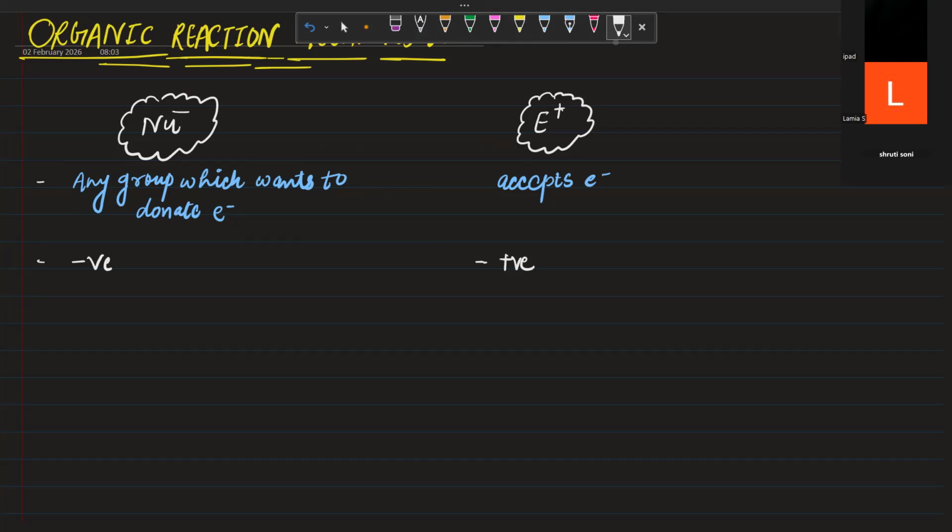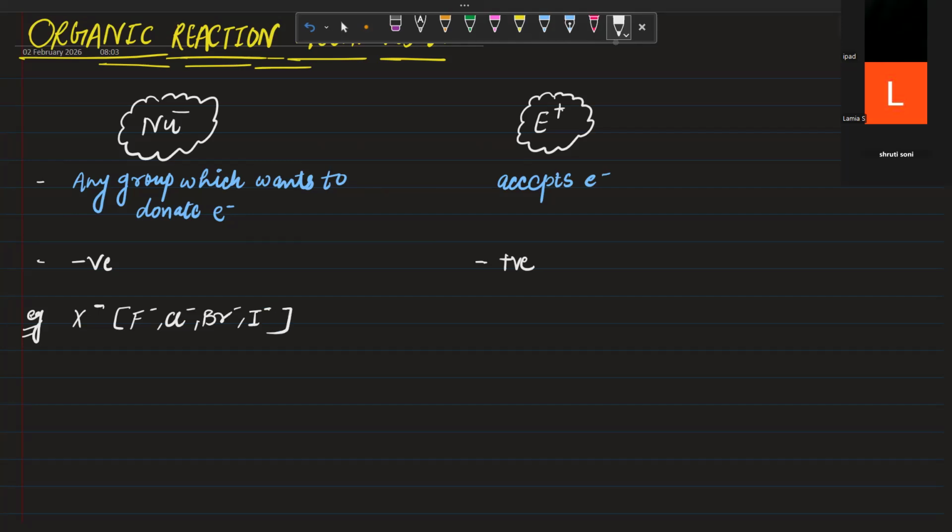So let's suppose I have Cl minus, Br minus, I minus, F minus. So are they working as electrophile or nucleophile? That will be nucleophile. So can I write here X minus? What is X? X is halides. So it can be F minus, Cl minus, Br minus, and I minus. These are halides.